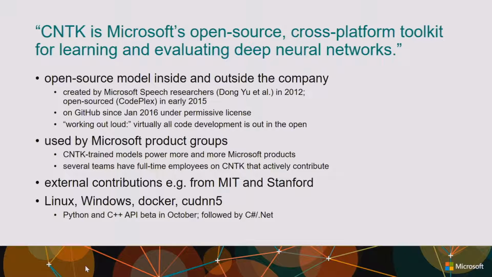So first, CNTK is actually developed in an open source model, and we're using the same model inside and outside the company. It was first created by my colleague in 2012, and then open sourced about 1.5 years ago. First on CodePlex, and since the beginning of this year, it's been on GitHub under a permissive license. And what's really cool about it is that we're all working out loud. All the development is happening in that public GitHub repository. You can see my commit from last Friday. You probably don't want to see it because it's not really working, but you can see it if you know which branch it is.